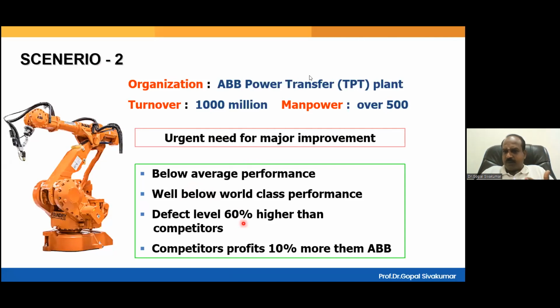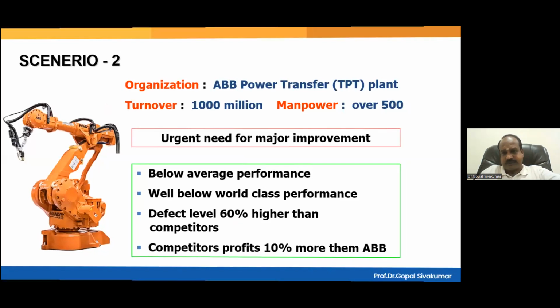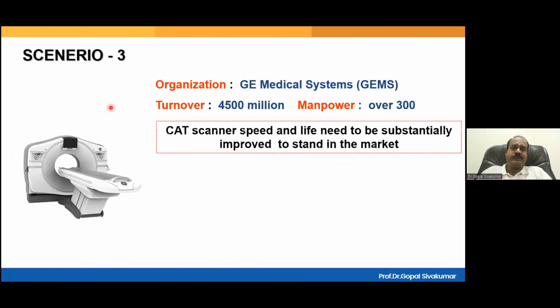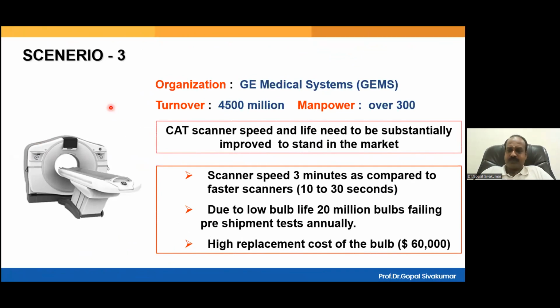Is it really a problem? Your competitor is making more profit. Is it a problem for you? Yes, sir. If you say yes, then Six Sigma is required for you. If you are not able to recognize the gap, the problem there, then the company has a long way to go to adopt Six Sigma. That's why many companies think that Six Sigma is not for them.